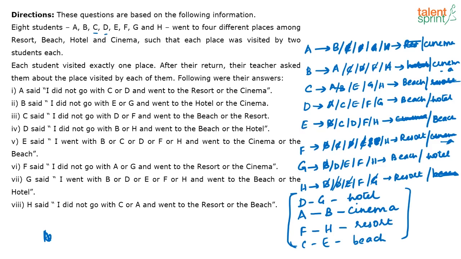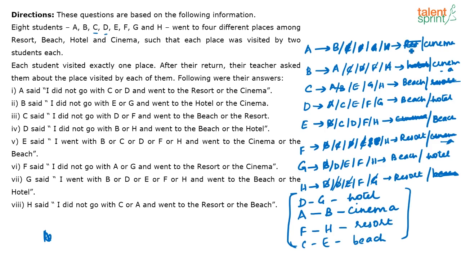So I have to eliminate that. Similarly, according to A, A could have gone with F also. But F says A is not there in his list. So I eliminate that also. Like that, when I find out, I get that A has to go only with B. Now A has to go only with B means, look at the places where they have gone. What is common between A and B? Cinema is common between A and B.